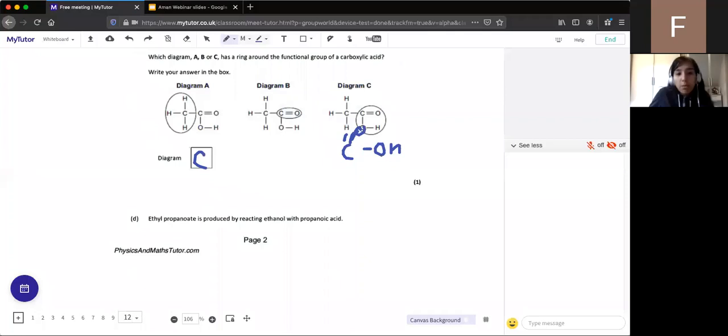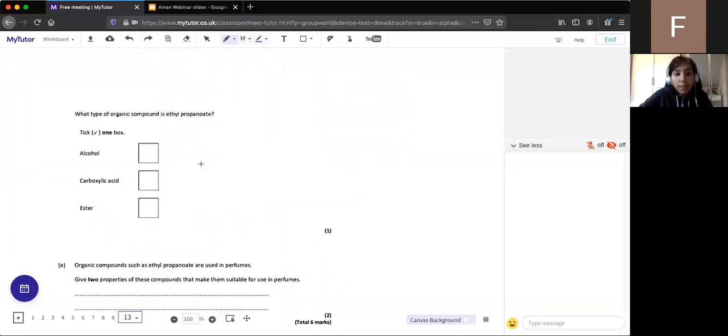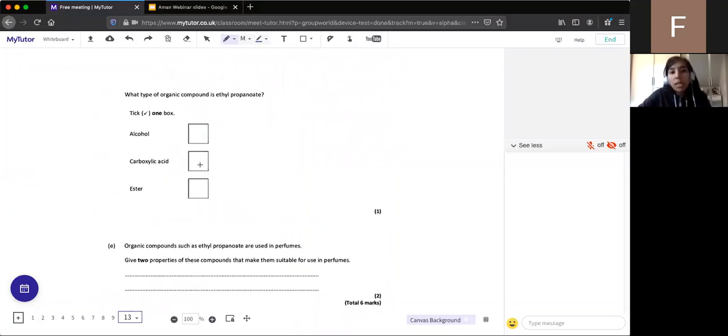Okay, ethyl propanoate is produced by reacting ethanol with propanoic acid. What type of organic compound is ethyl propanoate? What do we think?